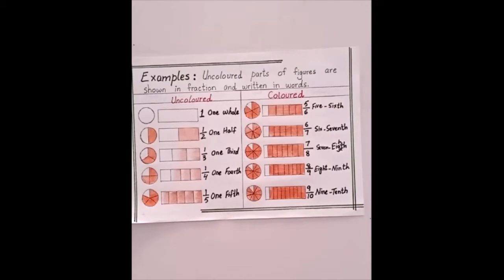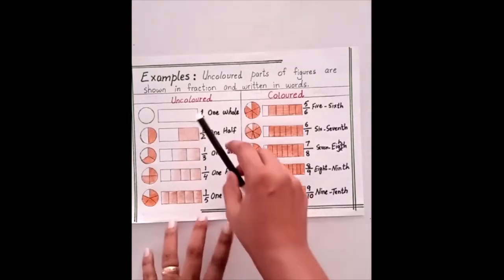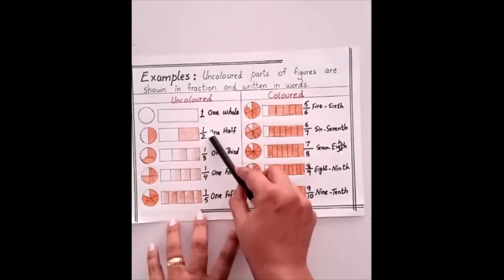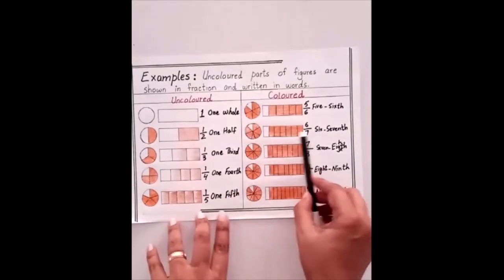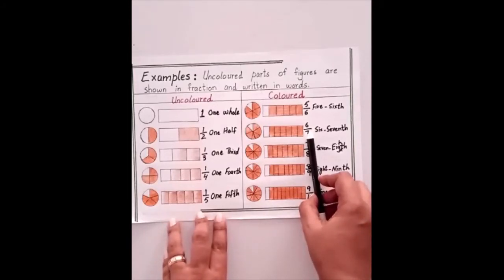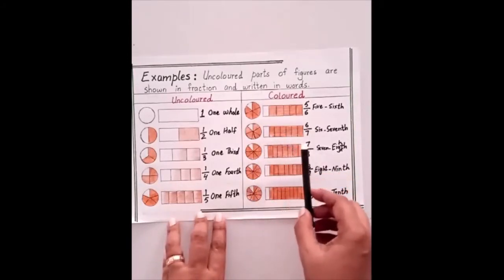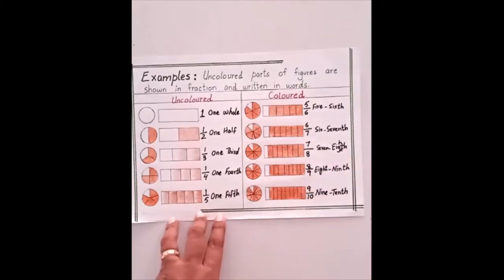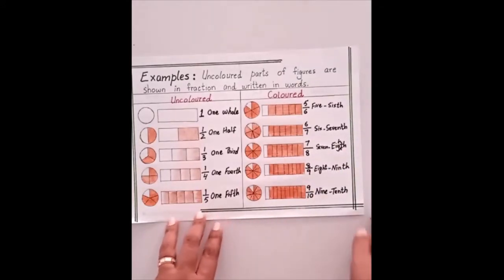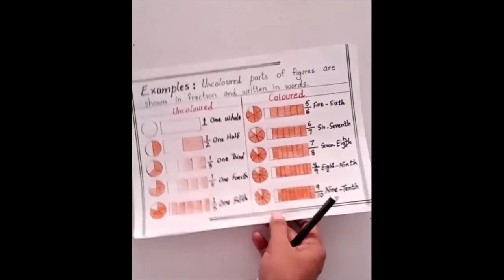Understood, students? This is how you write the fractional numbers. I repeat again. Underneath you will write the whole number. The whole parts of the number we will write as a denominator, and the colored parts or the taken parts we will write as a numerator. Understood, students? Now move to the next slide.